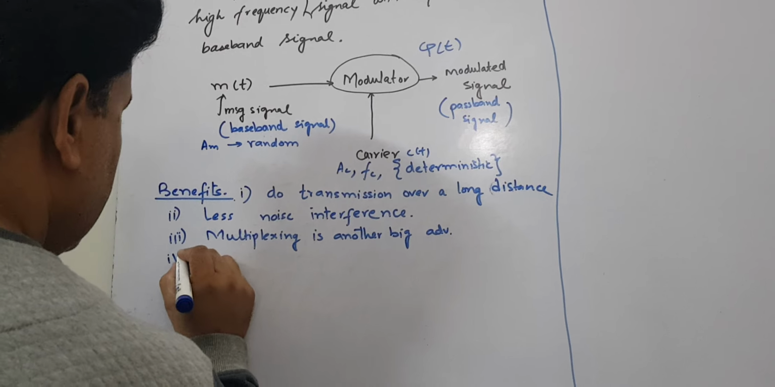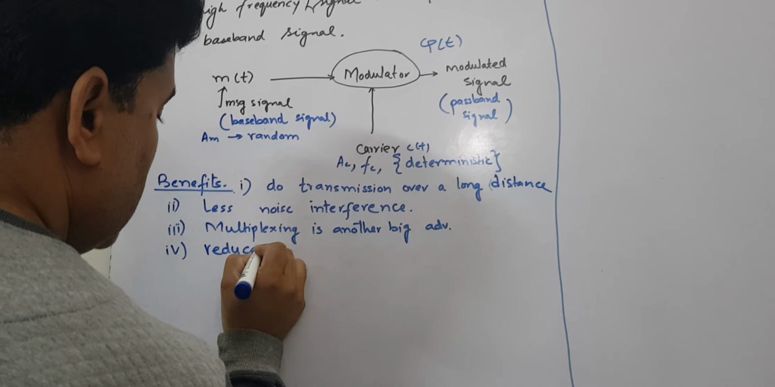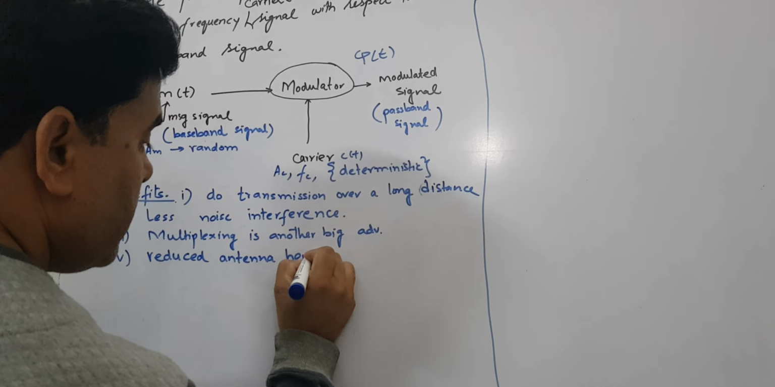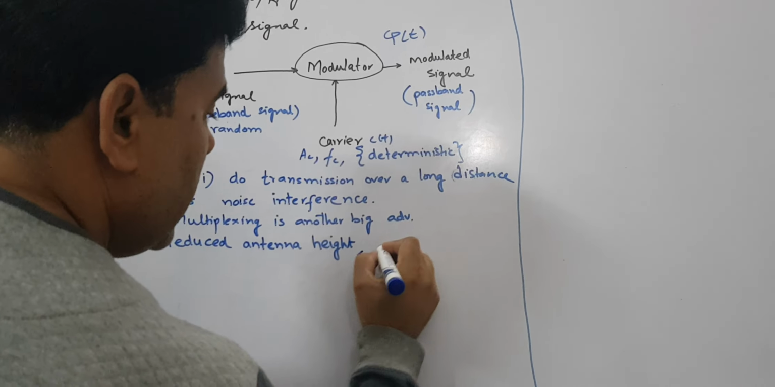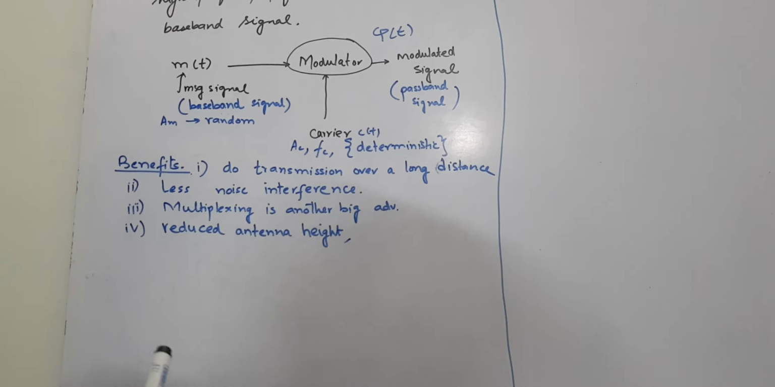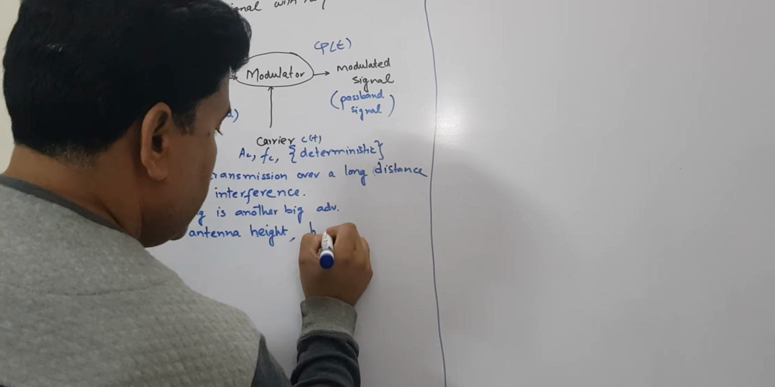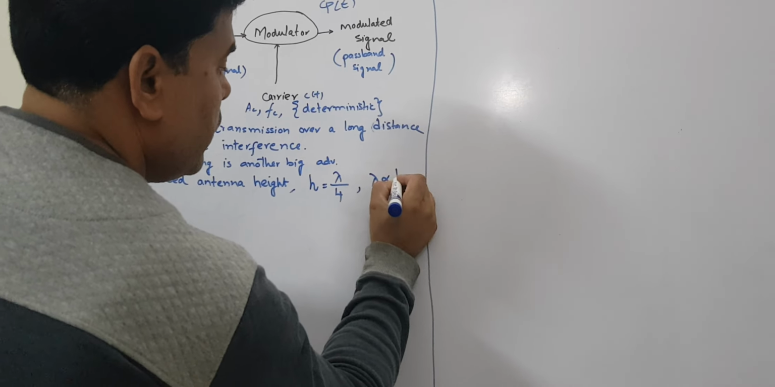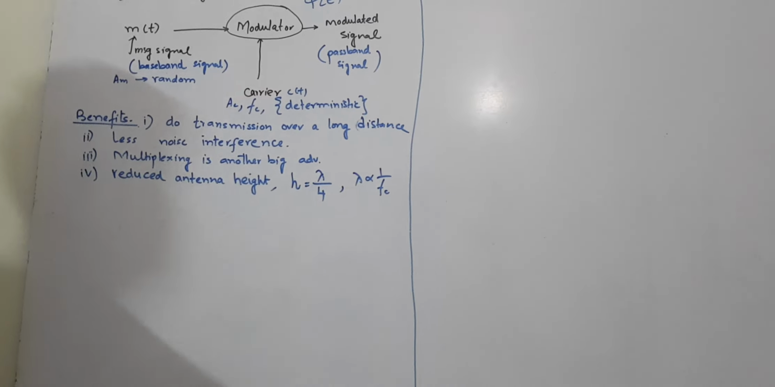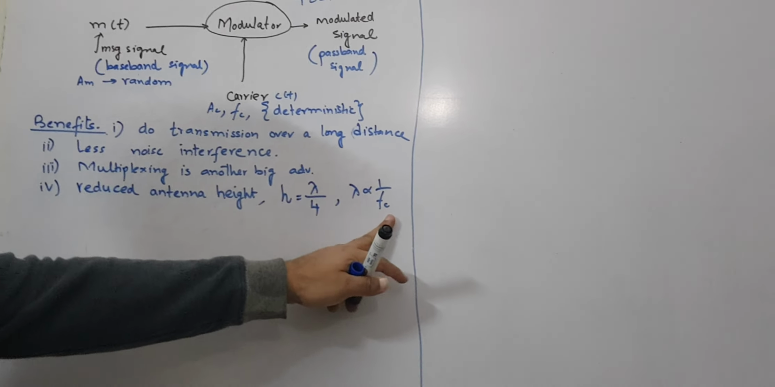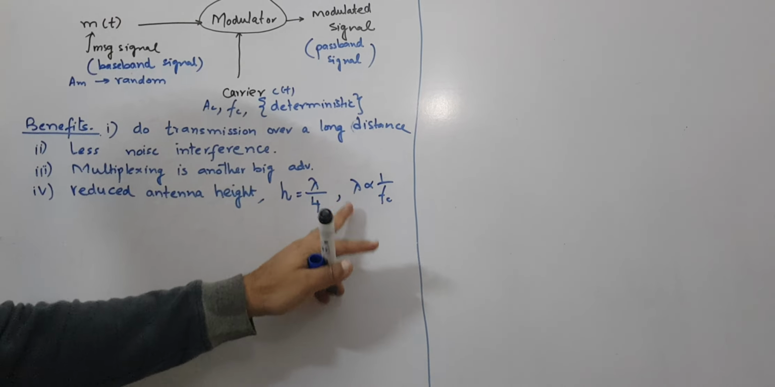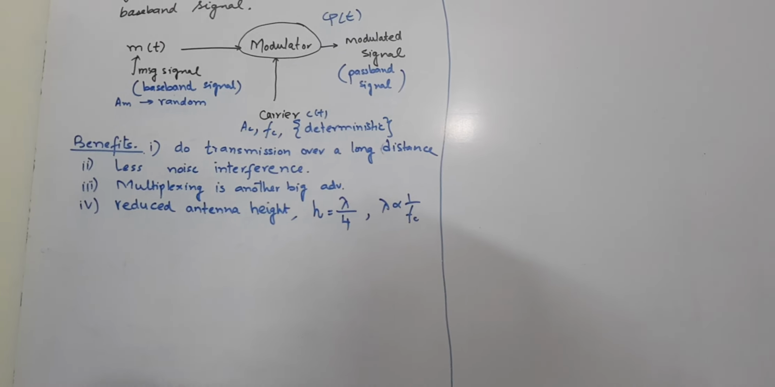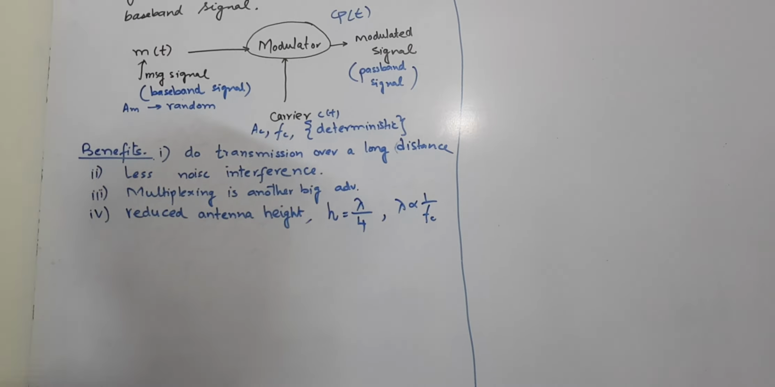The other benefit is reduced antenna height, because we know that the height of the antenna depends on the wavelength, and mathematically you can write h equals lambda over 4. Lambda is inversely proportional to the frequency of the carrier, so if you keep increasing the frequency, lambda will decrease, and if lambda decreases, the height of the antenna will decrease. So these are a few benefits of modulation.